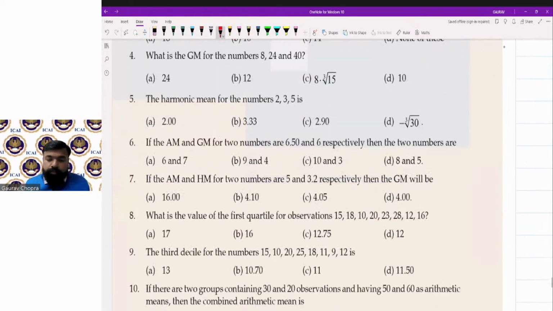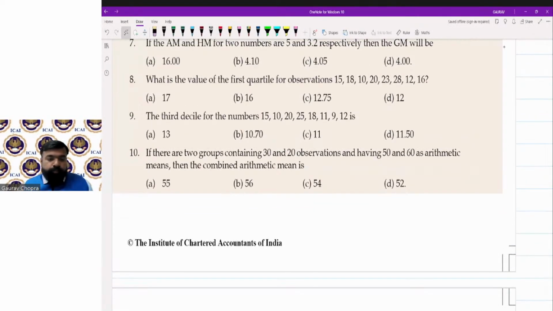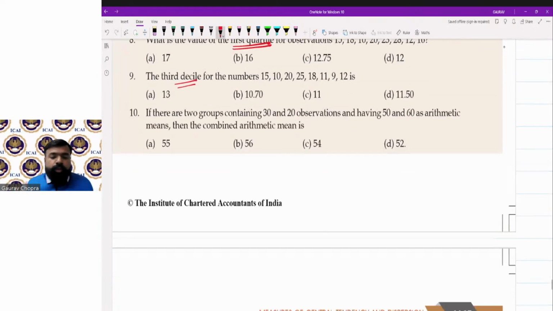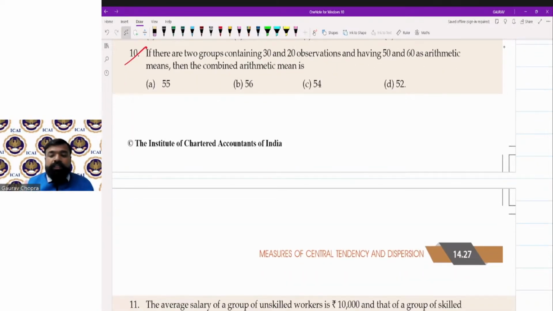Then model values not covered till now. Yes, 8th you can do, 9th also you can do. So I think you can now easily do first quartile, third decile. All these formulas we have done, so you can try from that. Then question number 10, combined mean.